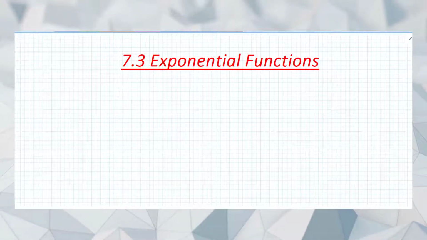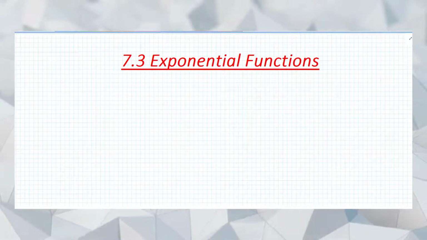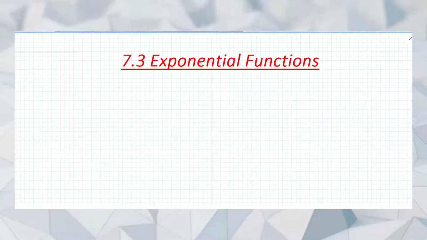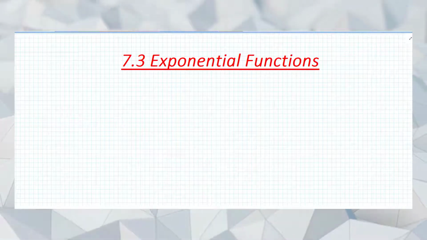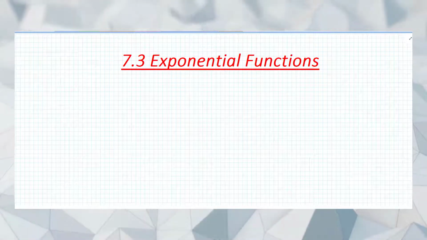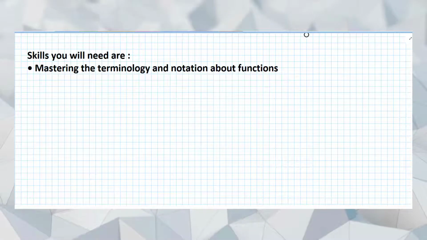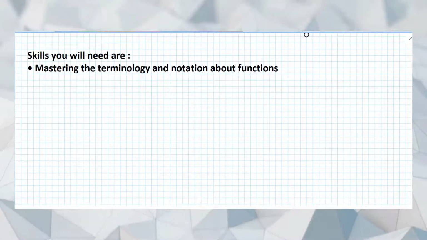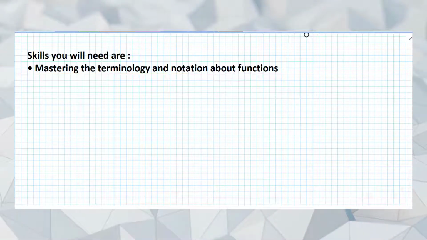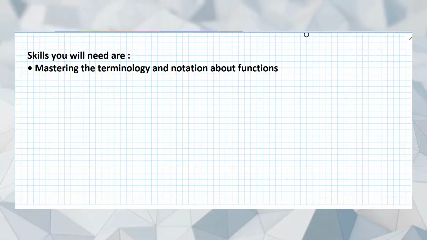In this lesson, we will formalize the function that we have used informally in the first lesson, the family of exponential functions. We will define them, we will check the two types of graphs that represent them, and we will cover their main properties. The skill you need to master the lessons are simply a good recall of the terminology and notation about functions. Let's begin by the definition of an exponential function.